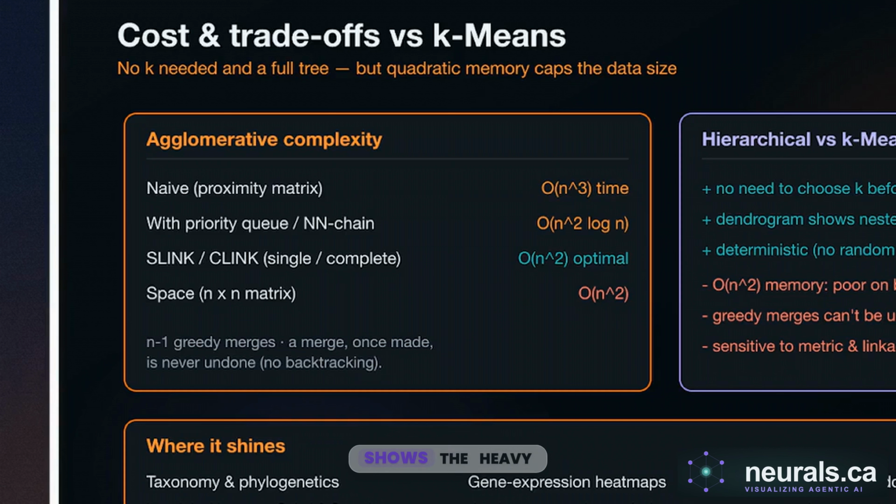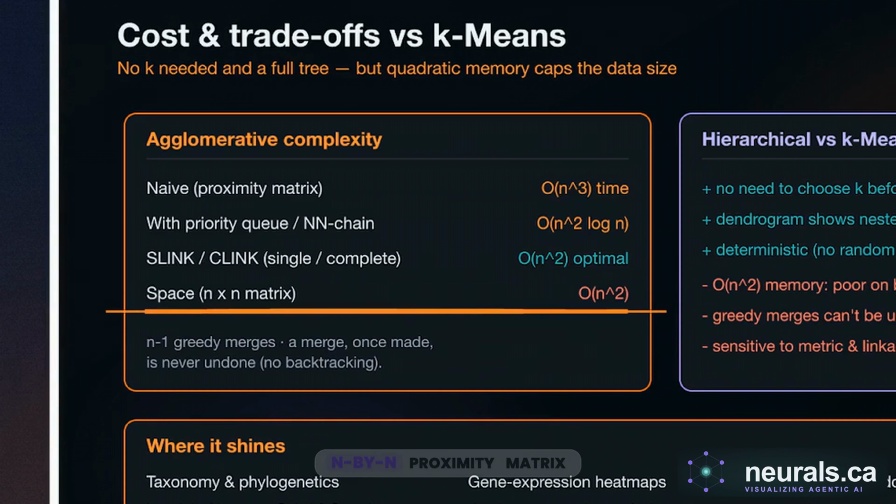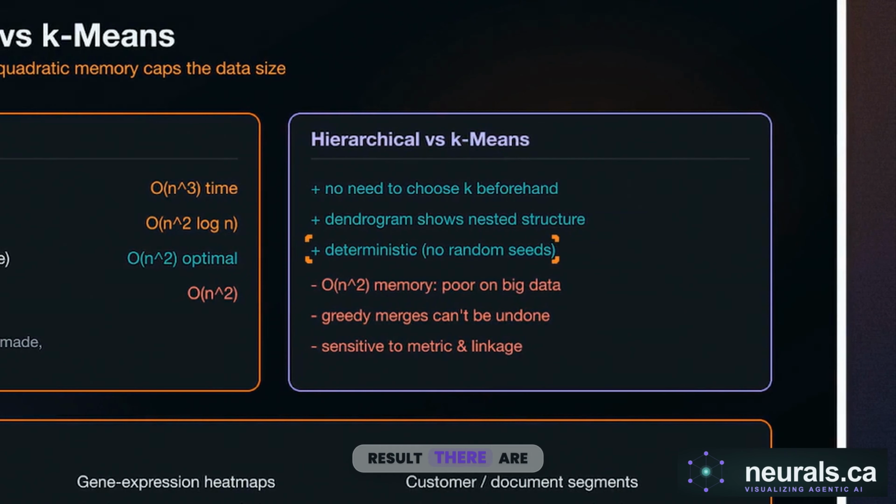This chart shows the heavy cost of that loop. Comparing every cluster requires an n-by-n proximity matrix, demanding O(n²) memory. But the trade-off is a deterministic result. There are no random starting seeds, yielding a nested hierarchy that flat clustering cannot produce.